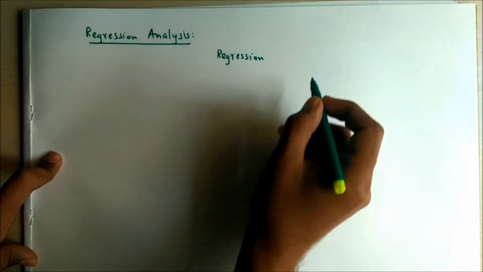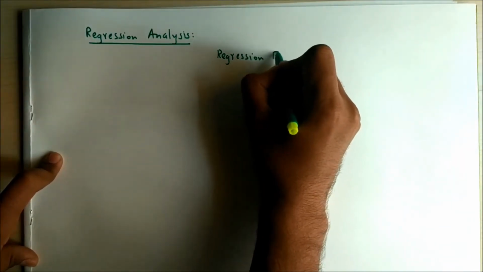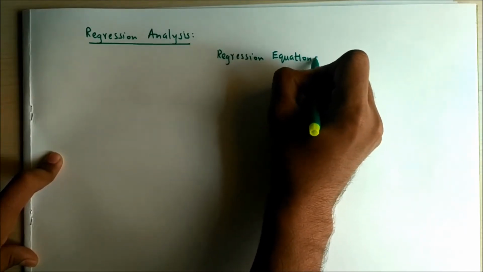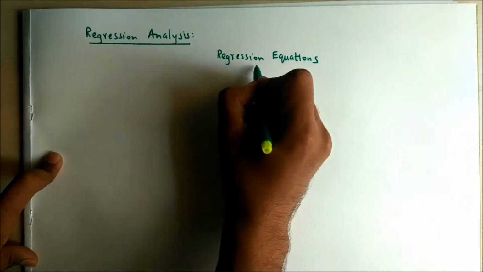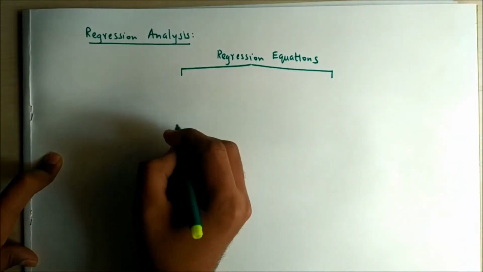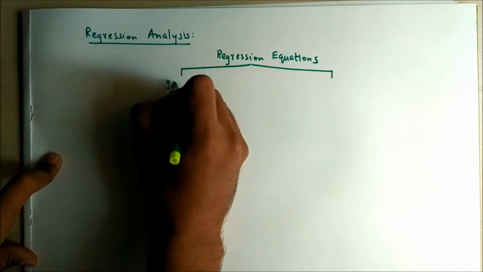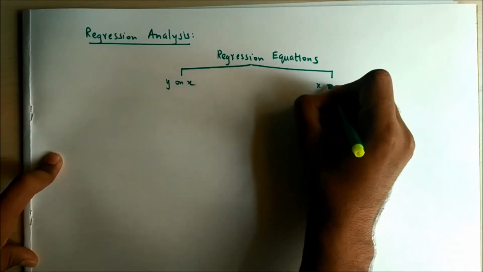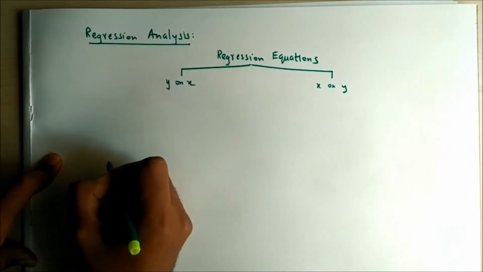Now basically there are two methods. The first one is the least square method, which we won't be discussing right now. We'll be talking about the second method, which is the deviation from the mean method. Now there are two types of regression equations. The first one is called the y on x regression equation, and the second one is the x on y.